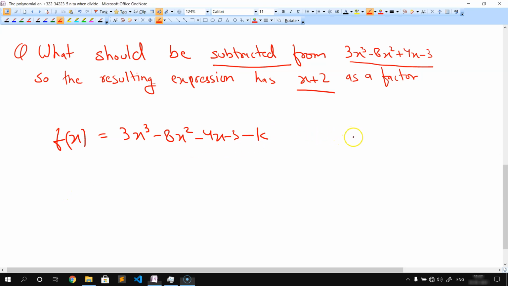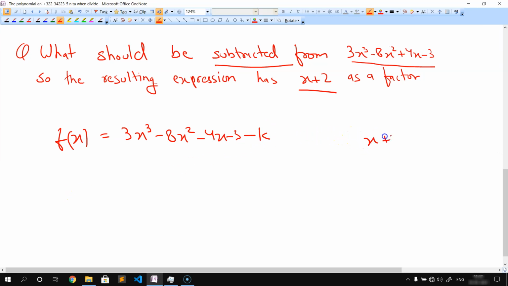Now let's get the value of x. Here it is given that x plus 2 equals 0, so the value of x will become minus 2. Now put this value of minus 2 in our equation. It will become minus 2 cubed is minus 8. Minus 8 multiplied by 3 will become minus 24. Minus 2 squared is 4 and 4 eights are minus 32. Minus 2 into minus 4 will become plus 8, minus 3 minus k equals 0.